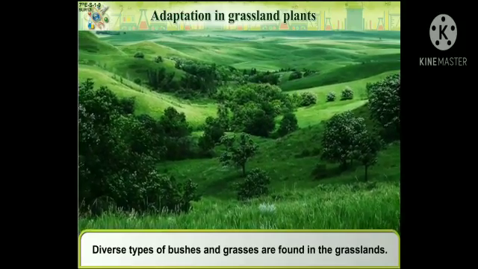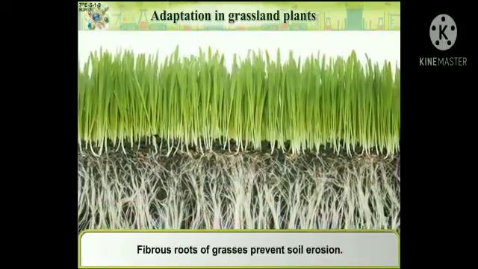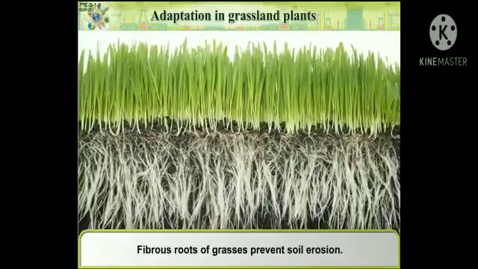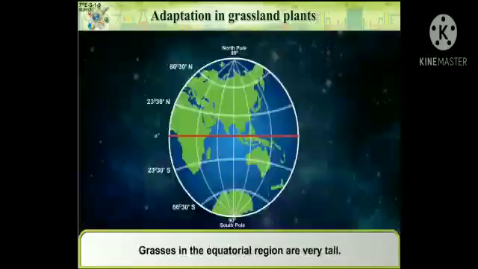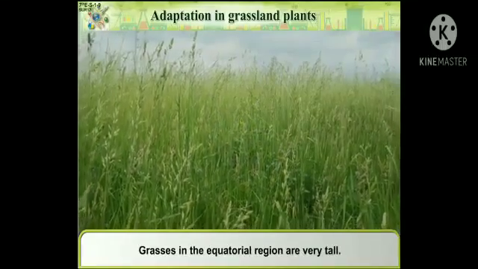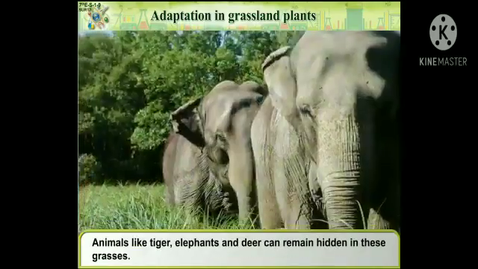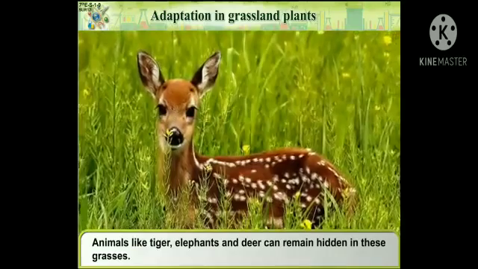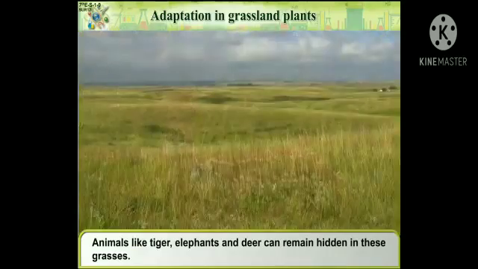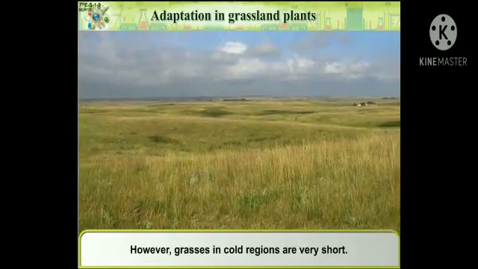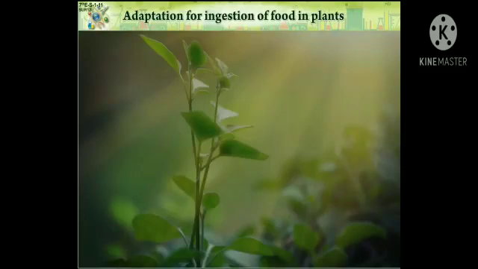Diverse types of bushes and grasses are found in the grassland. Fibrous roots of grasses prevent soil erosion. Grasses in the equatorial region are very tall. Animals like tiger, elephant and deer can remain hidden in these grasses. However, grasses in cold region are very short.